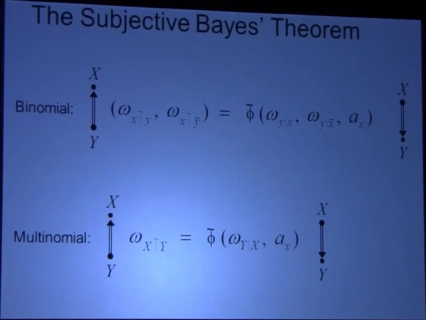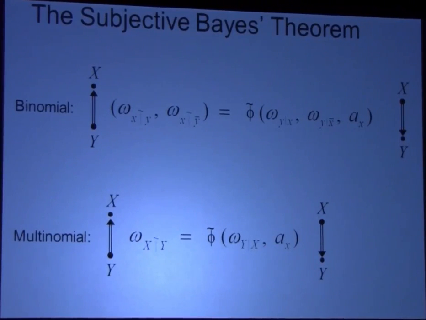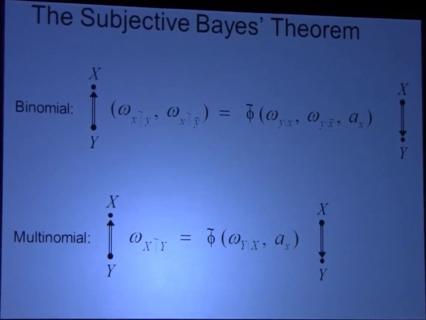So there is the subjective Bayes' theorem, the Bayes' theorem generalized to opinions. It's not so easy. In the binomial case, we have two conditionals, y given x and y given not x. We also need the base rate of x. And then we can compute an opinion about x given y and x given not y. So this is the binomial case.